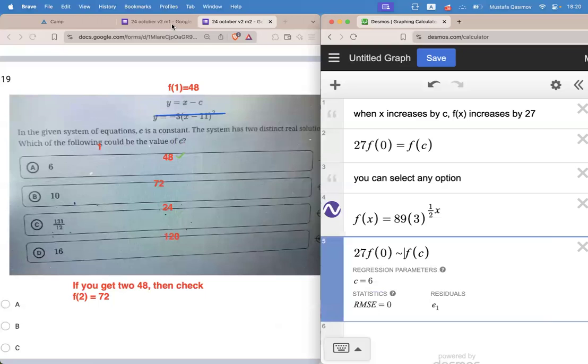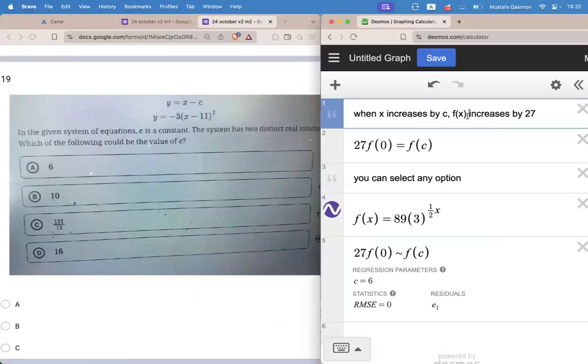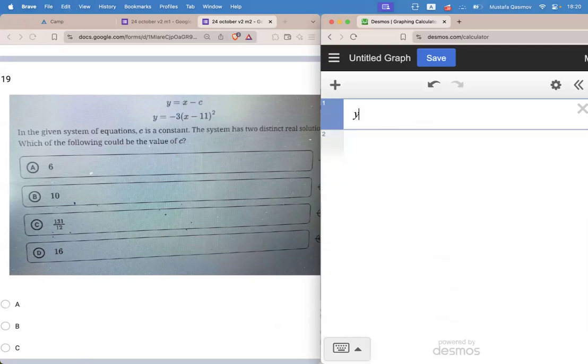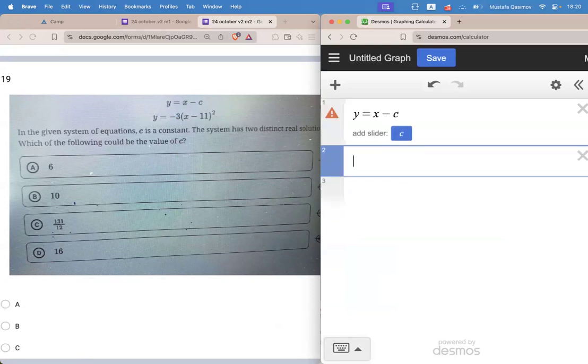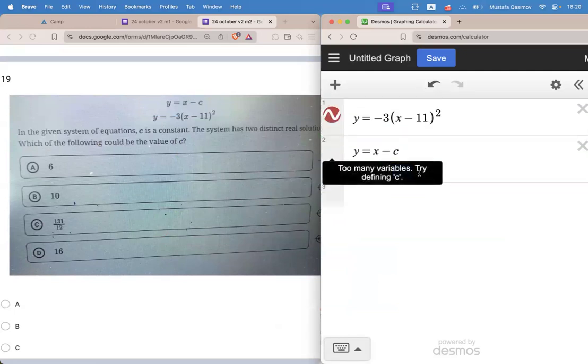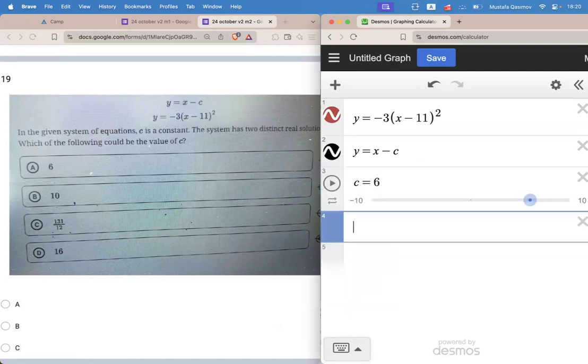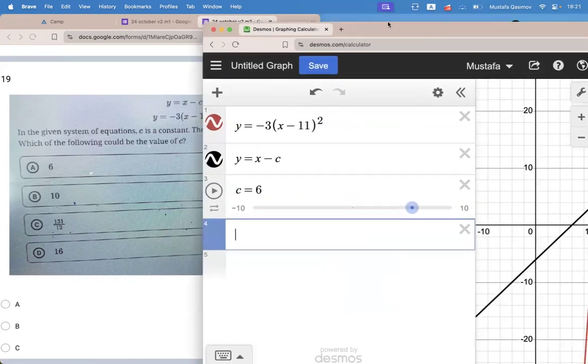Okay, this one. Here we can write it to decimals, then we can look at its graph. y is equal to x minus c. y is equal to negative 3x minus 11 squared. Then let's say that c is equal to 6.